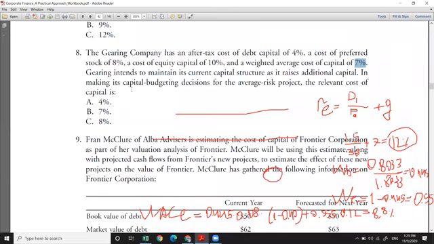So in making its capital budgeting decision for an average risk project, the relevant cost of capital should be the weighted average cost of capital using the weights derived from the current capital structure. It is the best estimate of the cost of capital, as the average risk of the project is the risk of the company itself, which is 7%. So there is no need for any calculation.